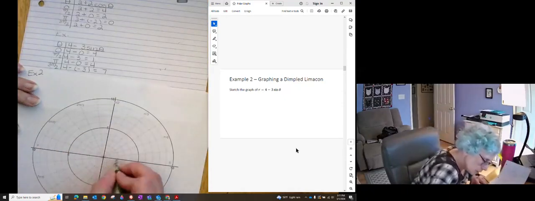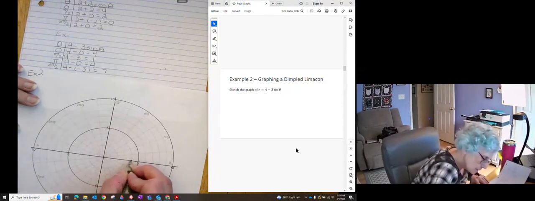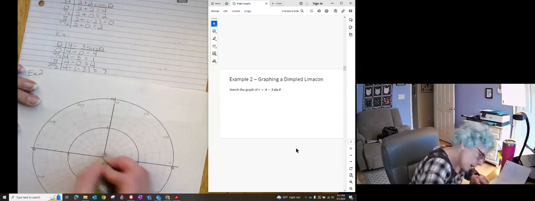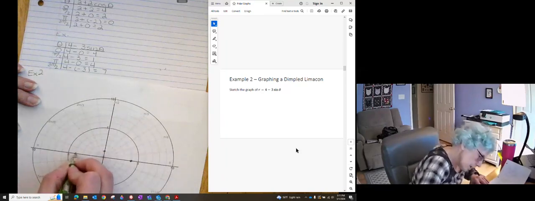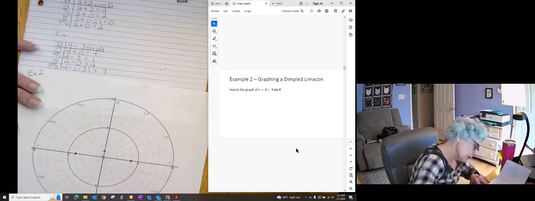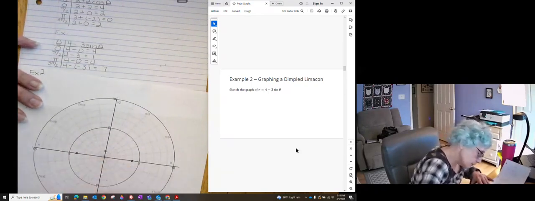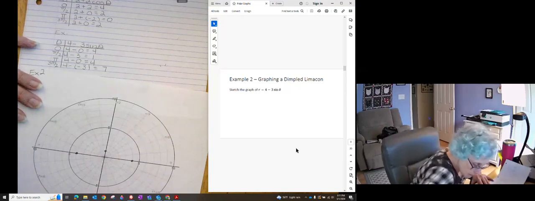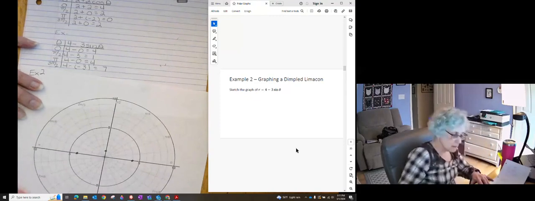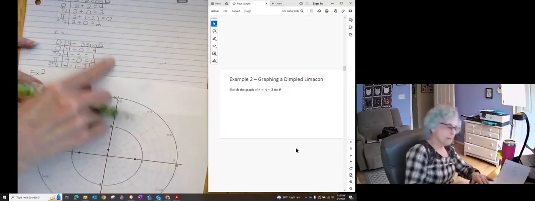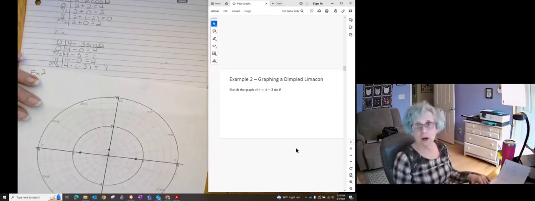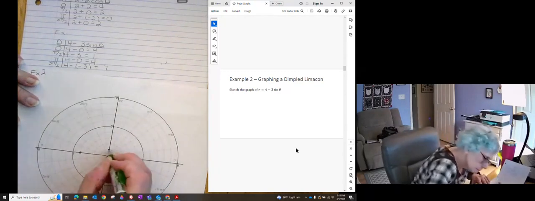Zero, 4. 1, 2, 3, 4. At pi halves, 1, so I only move up 1. At pi, I move 4 units, and at 3 pi halves, I move down 7 units. Oops, that's 8, not 7. So I ended up with all positive numbers. All positive numbers in my chart means a dimpled limacon.